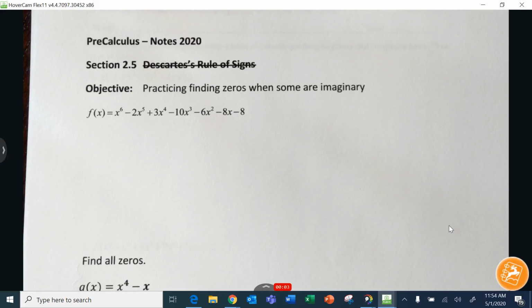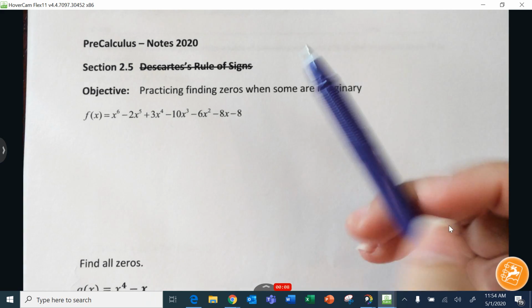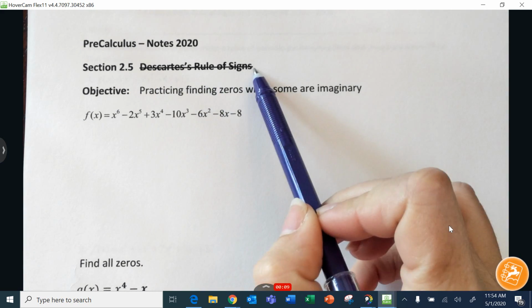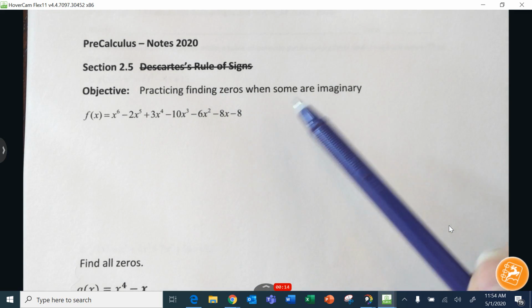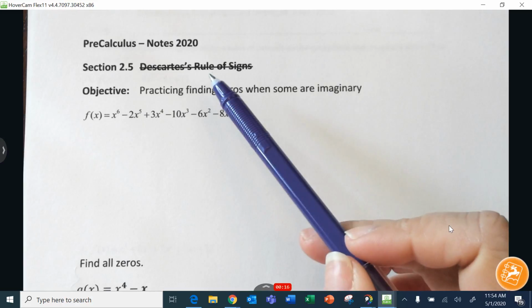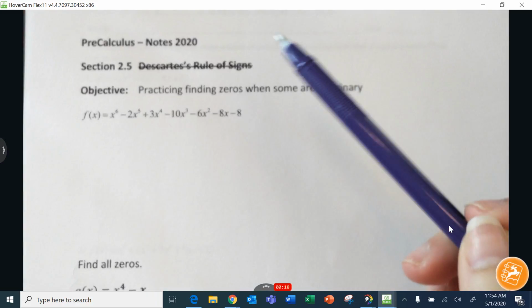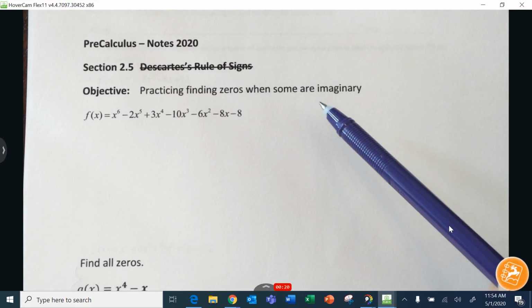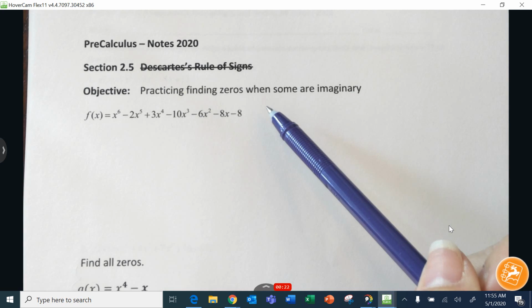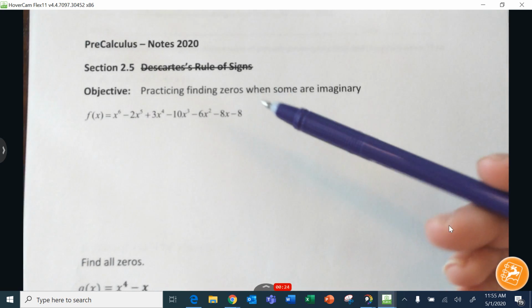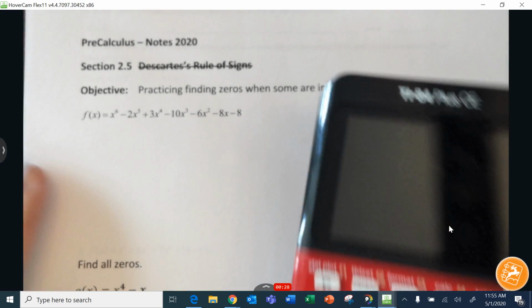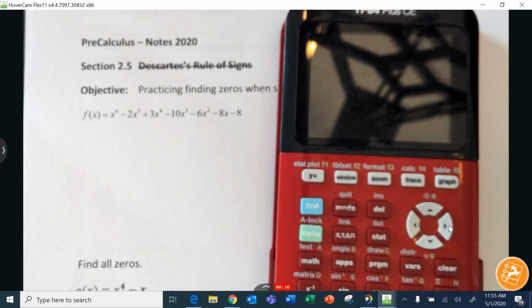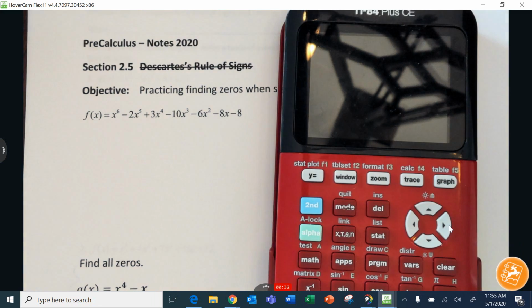Hello. So section 2.5, it's originally called Descartes Rule of Signs. We are not even going to do that this year. So we're just going to practice finding zeros when some are imaginary. The Descartes Rule of Signs has to do with figuring out if there's imaginary zeros by doing some math and making a chart. But since we have technology, we're going to figure out if there's imaginary zeros by graphing it on our calculator.